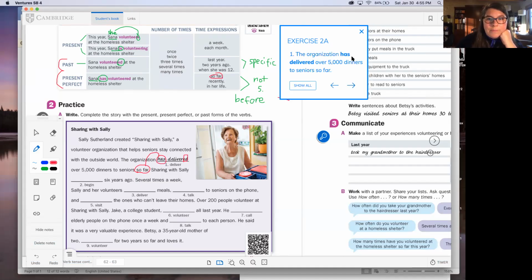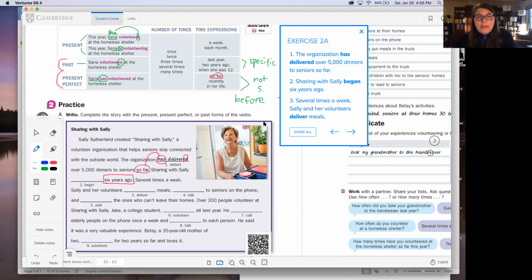All right, next one. Sharing with Sally began, right here, began 6 years ago. 6 years ago is a specific date. So you need past tense. So begin, began, it began, okay?